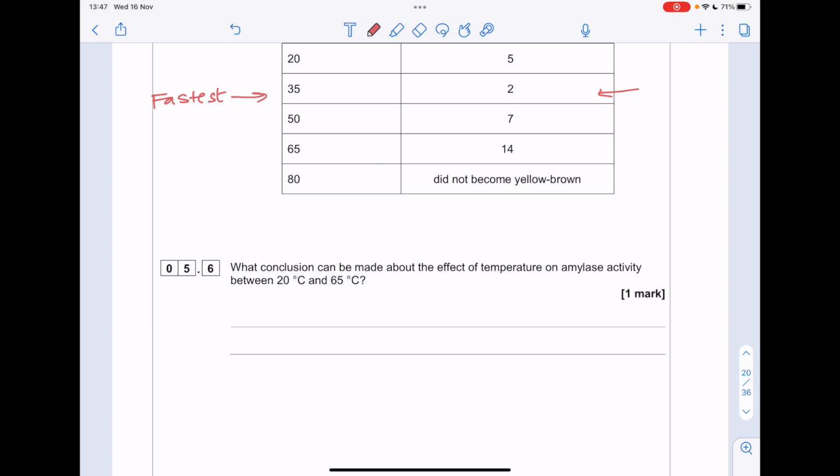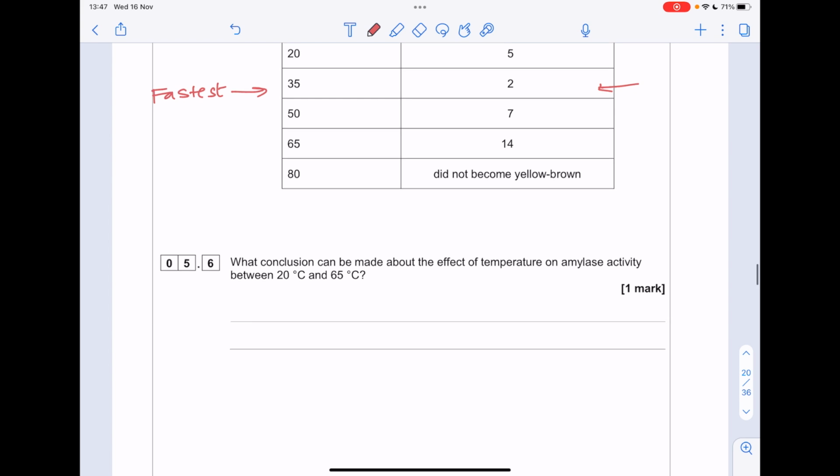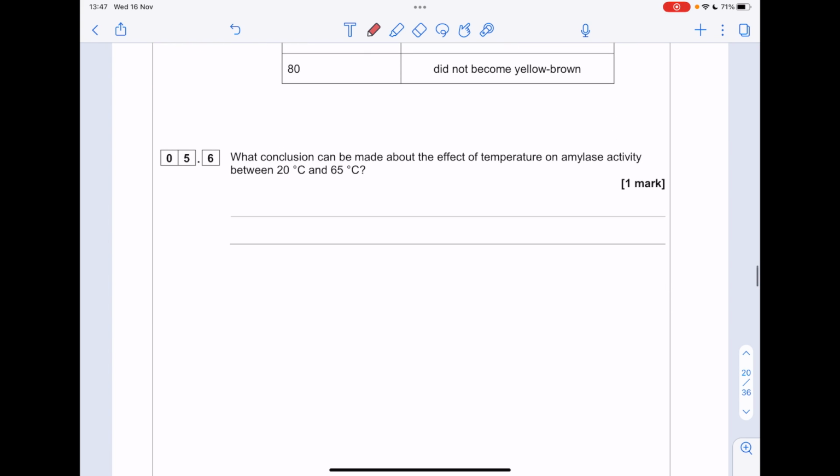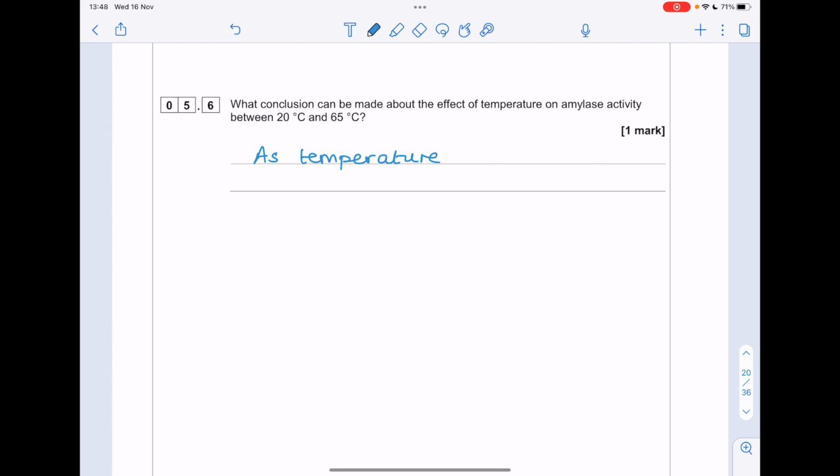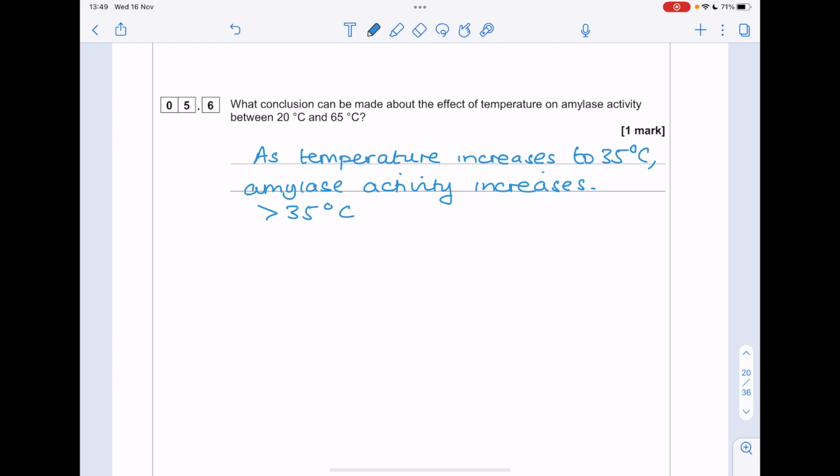What conclusion can be made about the effect of temperature on amylase activity between 20 degrees and 65 degrees? Well, we can see that as the temperature increases, the time taken decreases, which means that amylase's activity is much higher, much greater. Above 35 degrees, we can see the time taken increases, which means that the amylase is not working as well. And then above 35 degrees, amylase activity decreases.